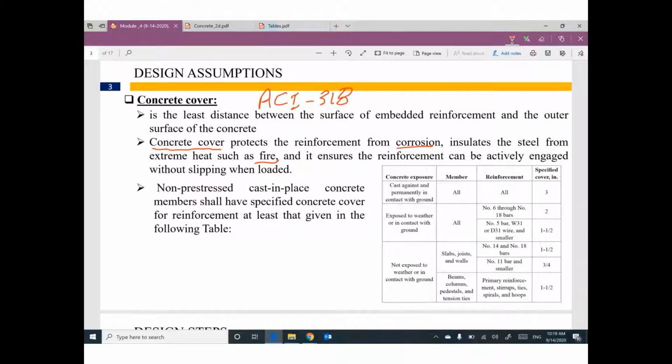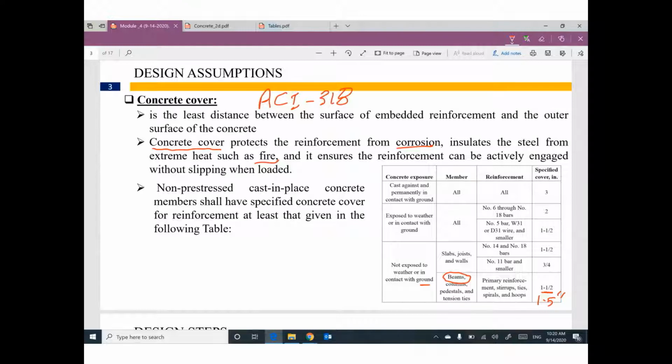But right now we are talking about beams not exposed to weather or in contact with ground. Beam inside the floor, inside your apartment, inside your building. We don't have direct exposure to weather. So beams will have minimum cover equal 1.5 inch. Minimum. I said minimum. That means you can go over this number, but you cannot go below this number.